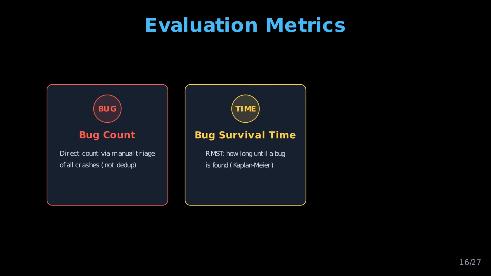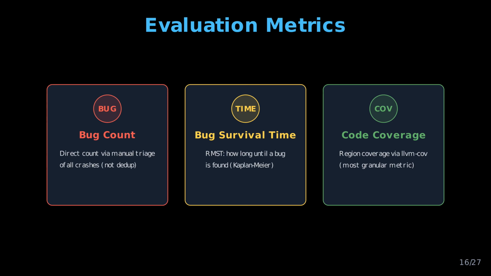Third, code coverage, specifically LLVM-COV's region coverage metric, which is more granular and accurate than AFL's internal edge coverage, which suffers from hash collisions.